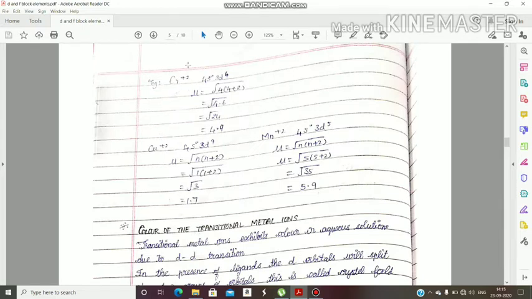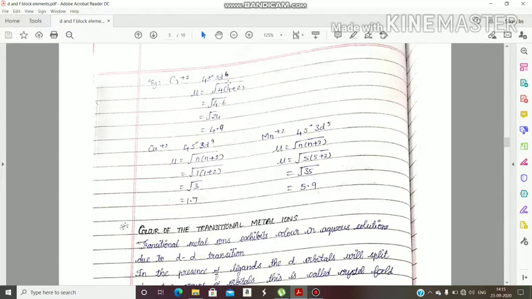For example, take Cr plus 2. This is an ion. For this, the electronic configuration is argon 4s0 3d6. This is the outer electronic configuration. In 3d6, 6 electrons are actually present, but we have to consider only unpaired electrons. We should not consider the total electrons present in the d subshell. We should consider only unpaired electrons.